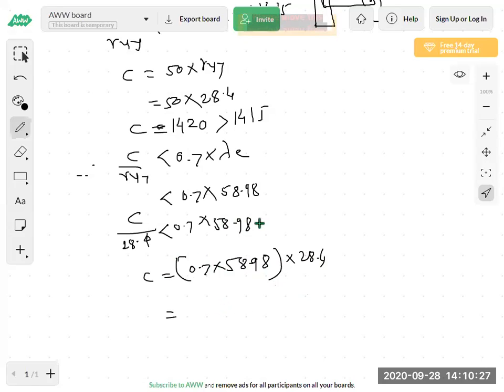How much is this? 0.7 into 58.98, into 28.4.